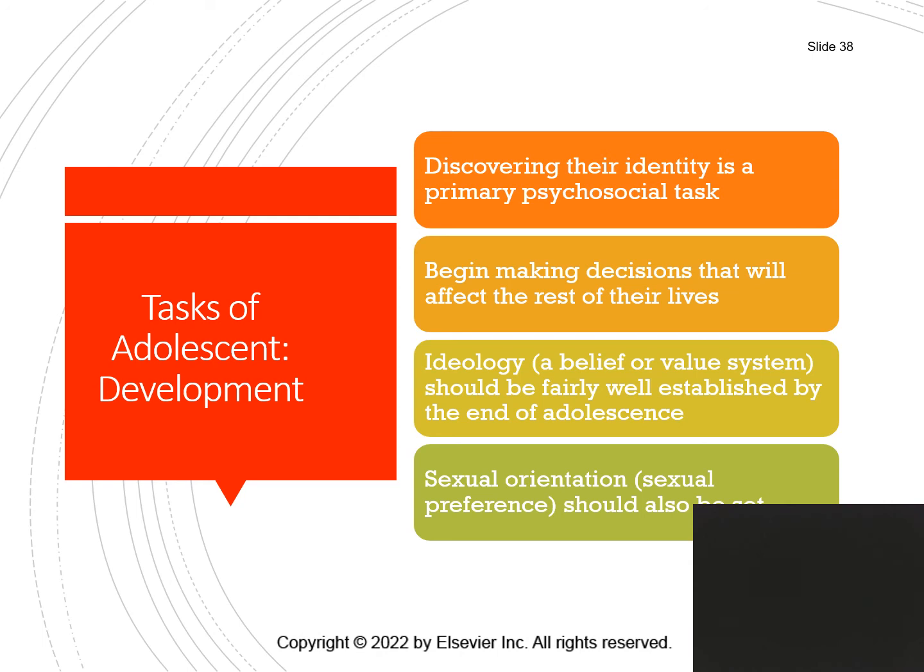One of those decisions is choosing a vocation or a job. Ideology, or a belief or value system, should be well established by the end of adolescence. A moral code will begin to be incorporated. One's sexual orientation or sexual preference should also be set.